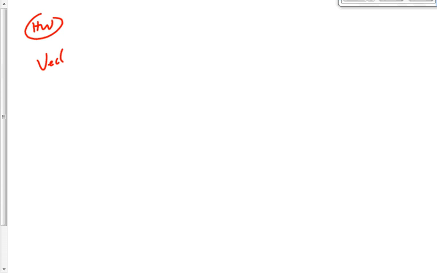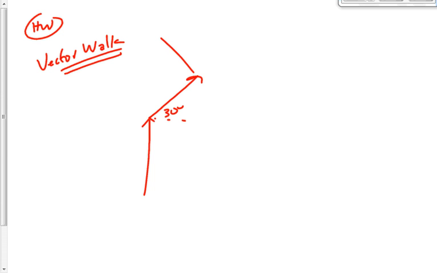The vector walk you did the other day. I want you to find your displacement. In other words, add those vectors together. If you walked this way, and then you walked this way at 30 degrees, and then you walked this way, or whatever, I want you to find your displacement, which is to add those vectors together. So it's exactly the same thing as we just did, except this time you're using real data.